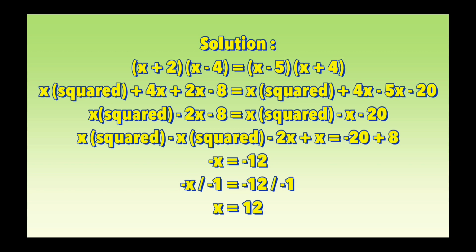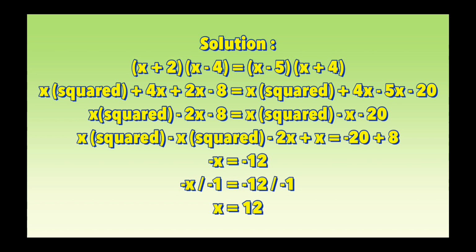You have to simplify again by multiplying. So we have x times x equals x squared. x times 4 equals positive 4x. Negative 5 times x equals negative 5x. And negative 5 times positive 4 equals negative 20. After that, we're going to combine like terms.